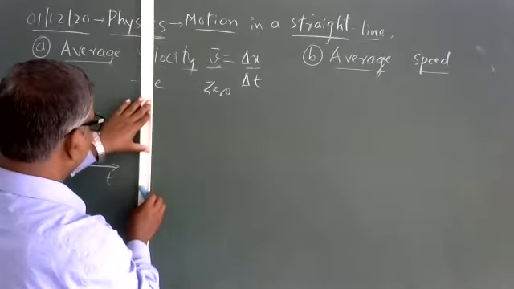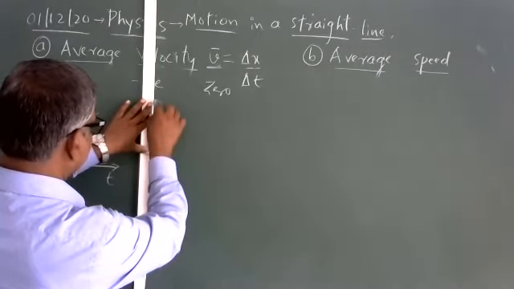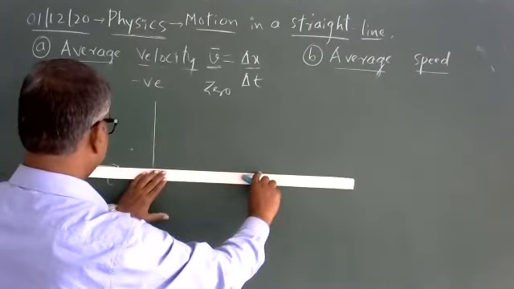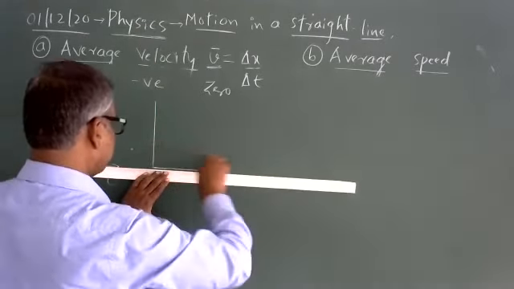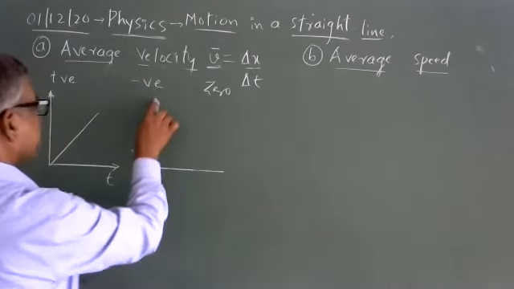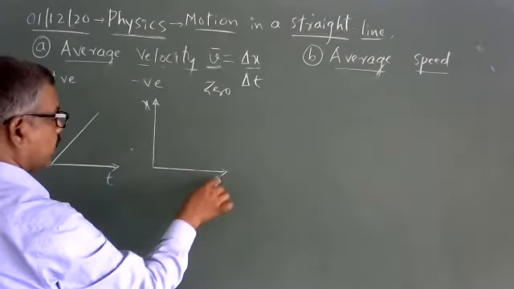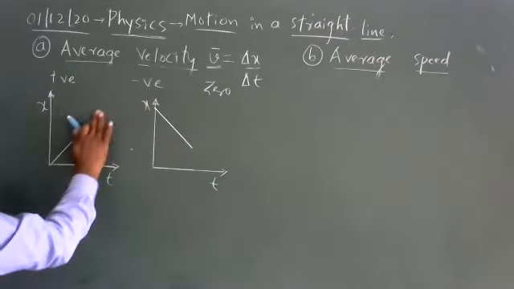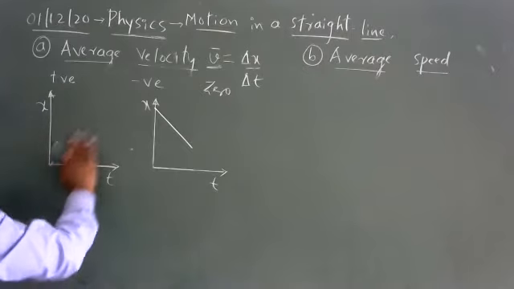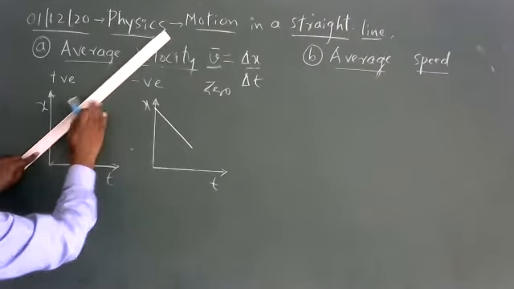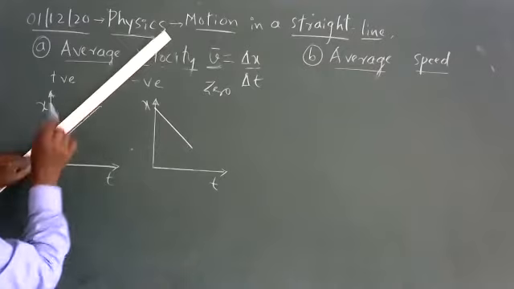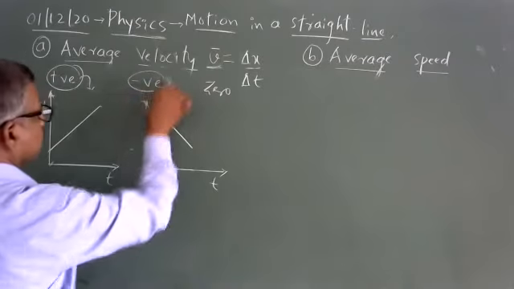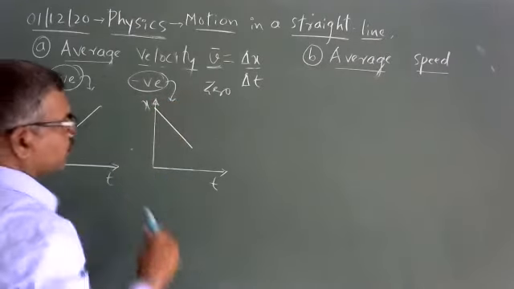Then you have a negative graph. This is again x-axis. This is again time. You can have a positive velocity, or instead of this, you can have this also. Both are valid. Positive velocity. It is positive. This is negative. I will convince you, don't panic.